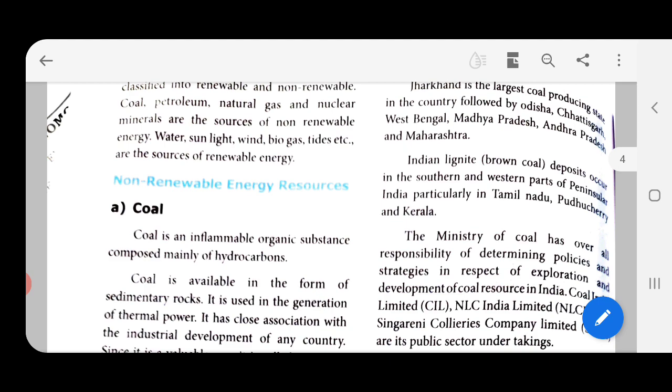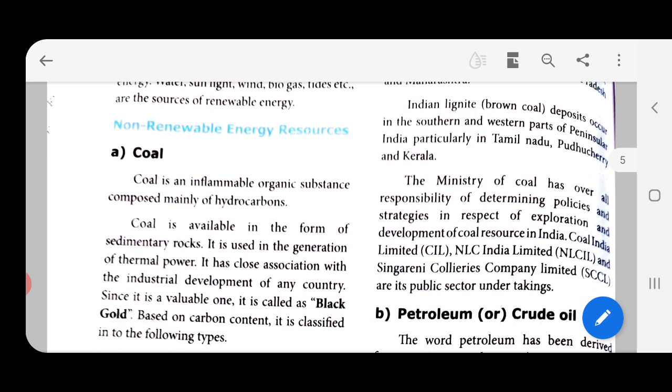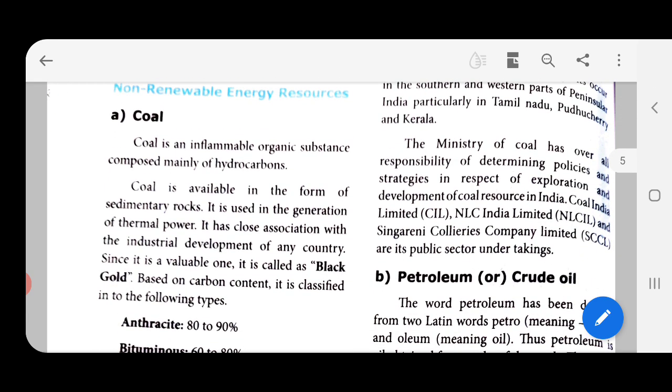That means you can keep getting them. Water is always renewable, right? It doesn't get exhausted; as long as we have rains, we get water again and again. Sunlight is also like that. Non-renewable energy resources. The first one is coal.